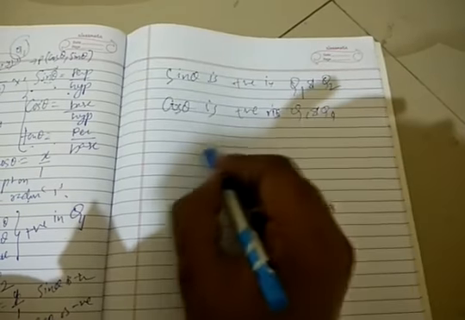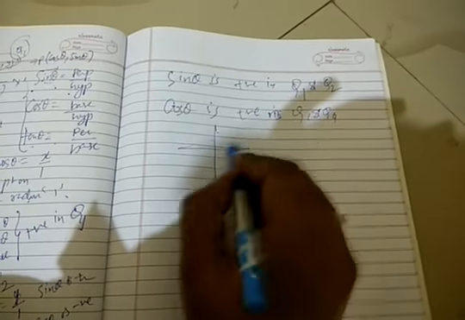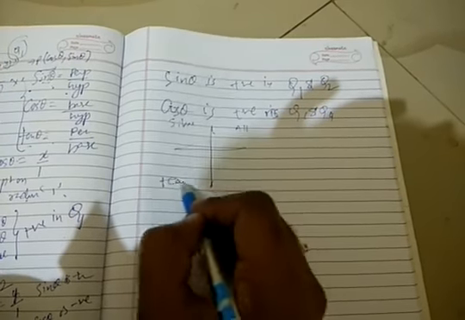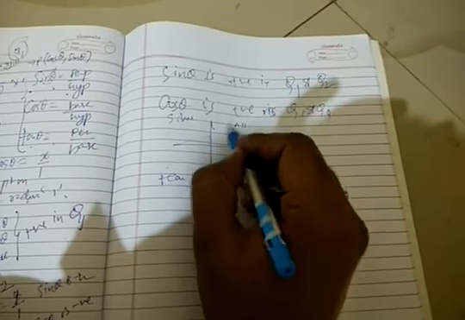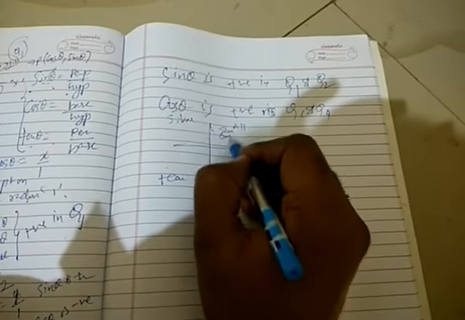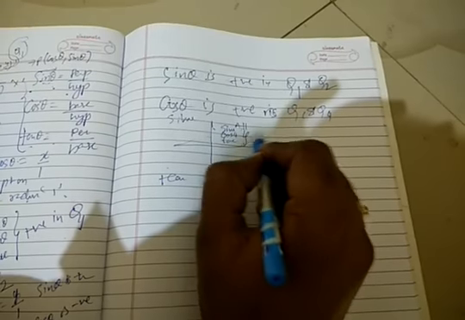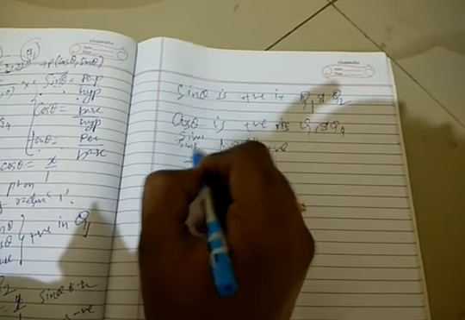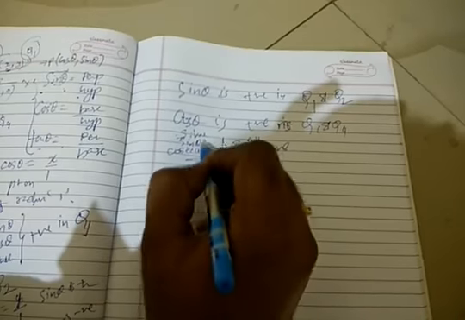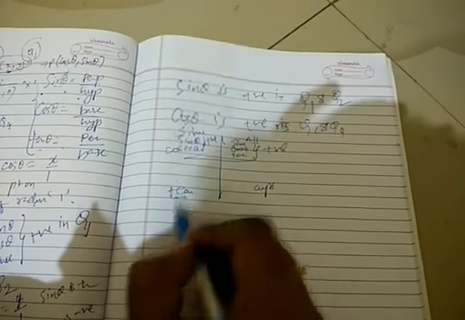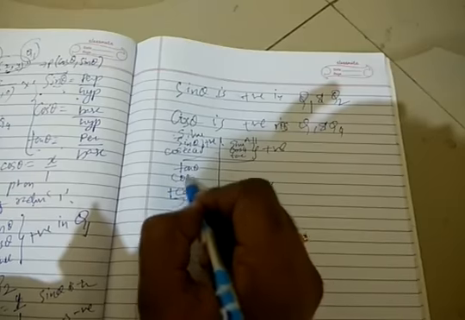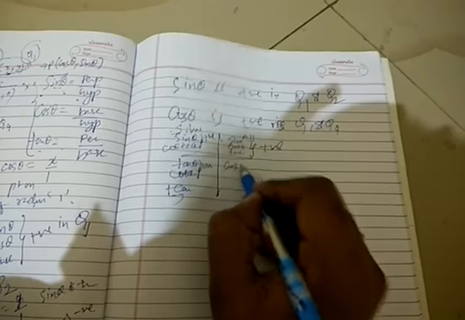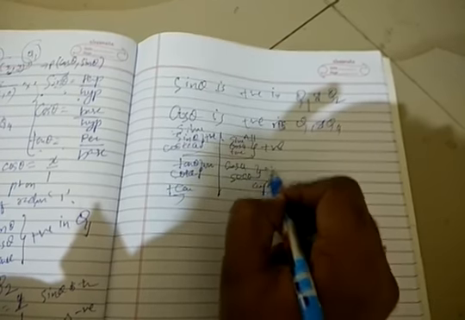Generally we use a table or the ASTC, the silver T curves. All means sine theta, cos theta, tan theta and their reciprocals are all positive. S stands for sine theta and its reciprocal cosec theta being positive. T stands for tan theta and cot theta being positive. And in the fourth quadrant, cos theta and sec theta are positive.